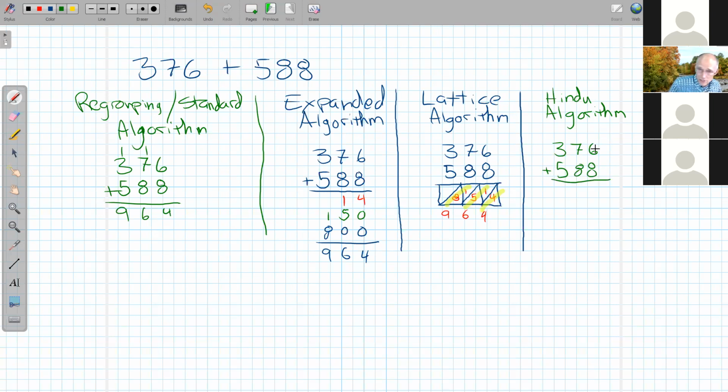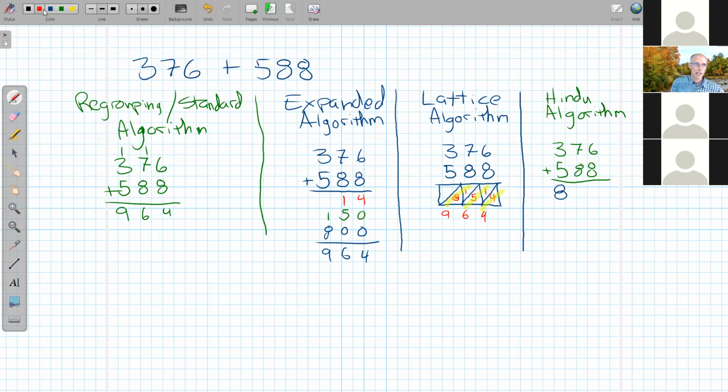So instead of starting at the 1s and working your way to the higher places, you start in the higher places. And there's a few different versions of it. I'm just going to go over the standard one. 300 and 500 is 800. So I'm just going to put an 8 there. It's in the hundreds column, so it's got to be 800.